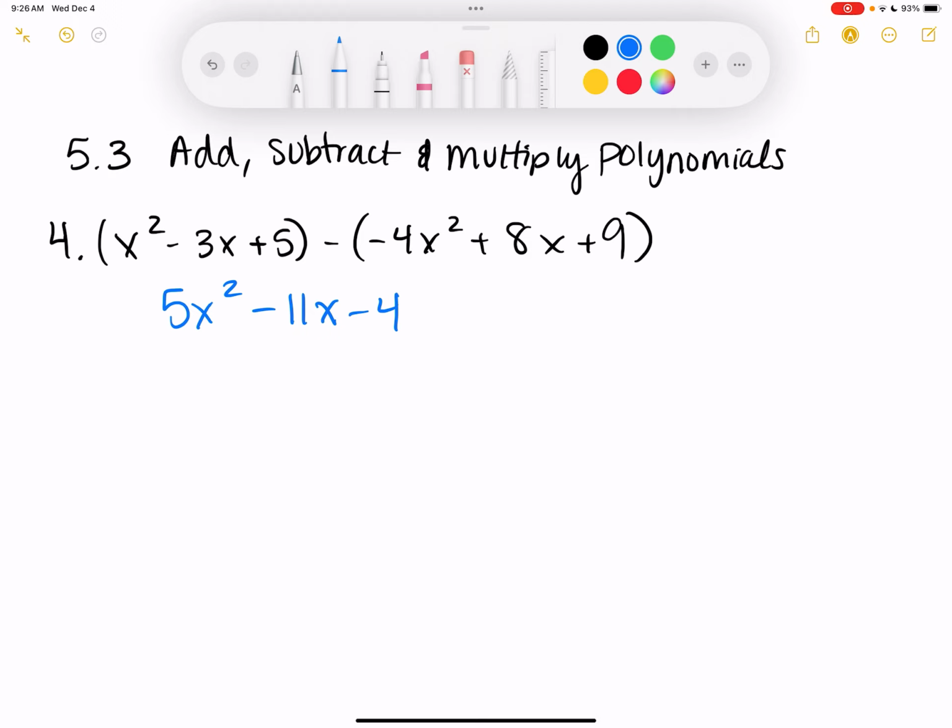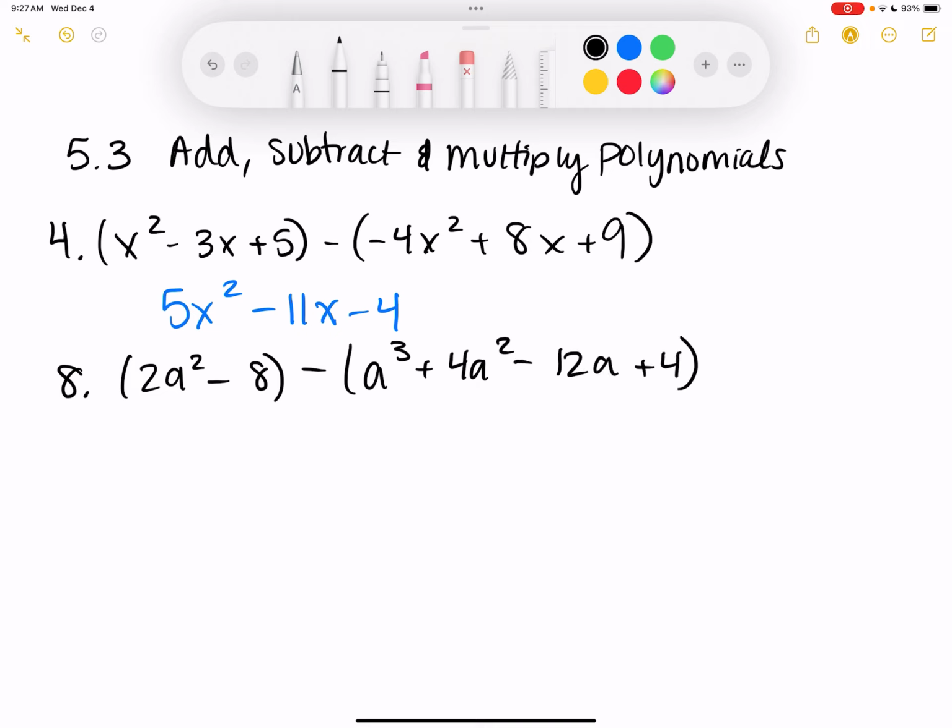Now, something like 8, where I've got 2a squared minus 8 minus a cubed plus 4a squared minus 12a plus 4. What's different about this one compared to the first one? The terms are different. Like there's no a cubed in the first one. Right, so there are some pieces missing. So you have to remember, even though there's not an a cubed or an a term in the first one, we still have to subtract it when we're done.